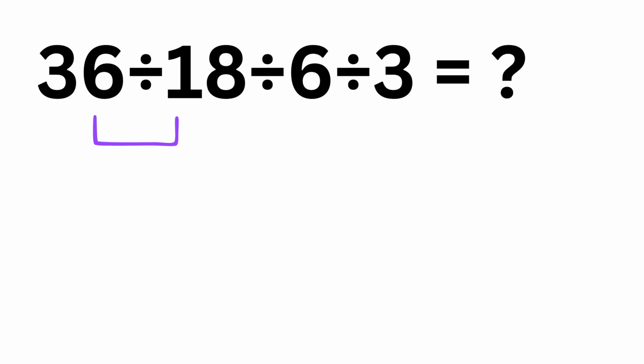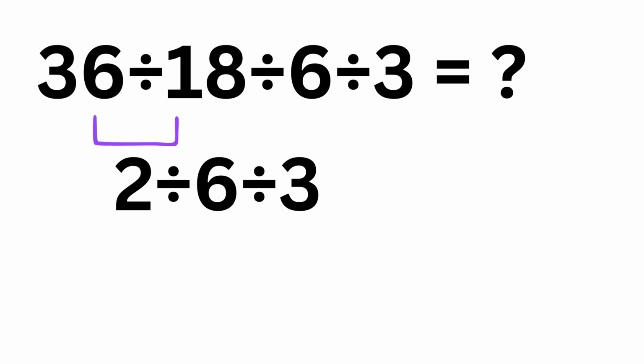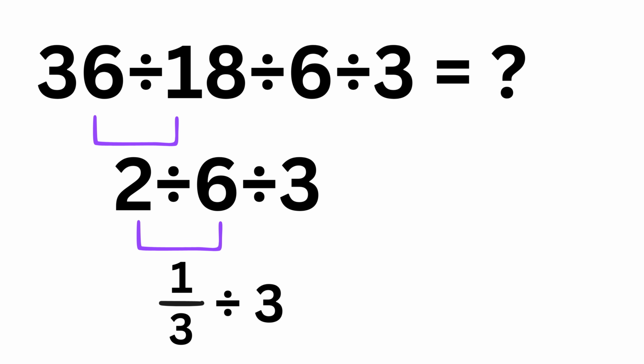So the first division of 36 divided by 18 is just 2. So we get 2 divided by 6, and again divided by 3. Now we have to do this division. 2 divided by 6 can be written as 1 over 3, then divided by 3.